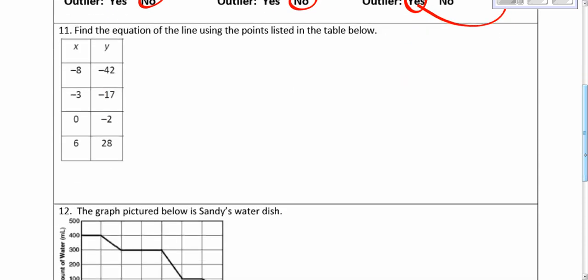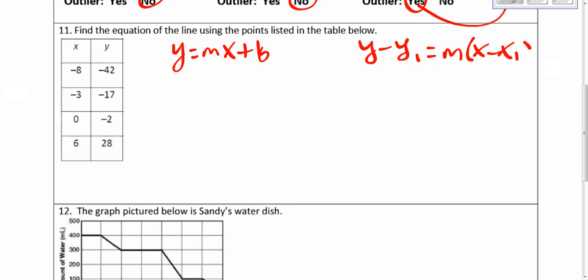Number 11, find the equation of the line. So you need two things. You need a slope and you need a y-intercept, if you want to use y equals mx plus b. Or you need a slope and a point if you want to use the point-slope formula. So to find the slope, we have the slope formula. So we'll go right here.